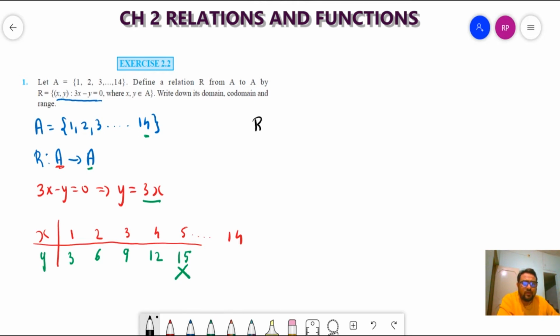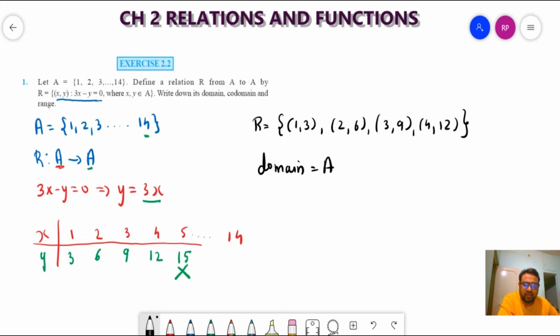So see what will be the relation here. R will be equal to its ordered pairs (x, y). So when x is 1, y is 3. x is 2, y is 6. x is 3, y is 9. x is 4, y is 12. So this is the relation. Clear?